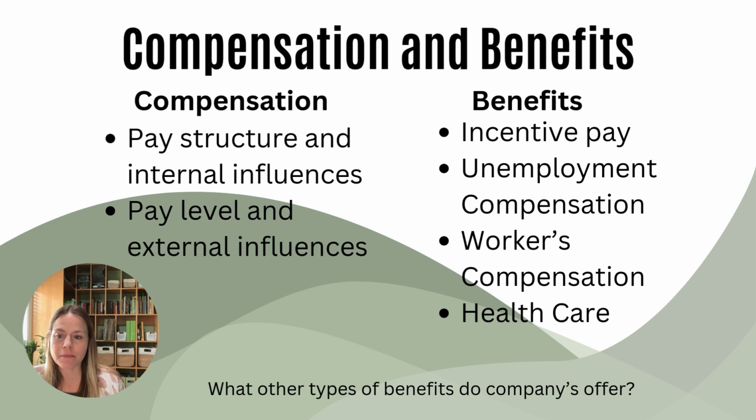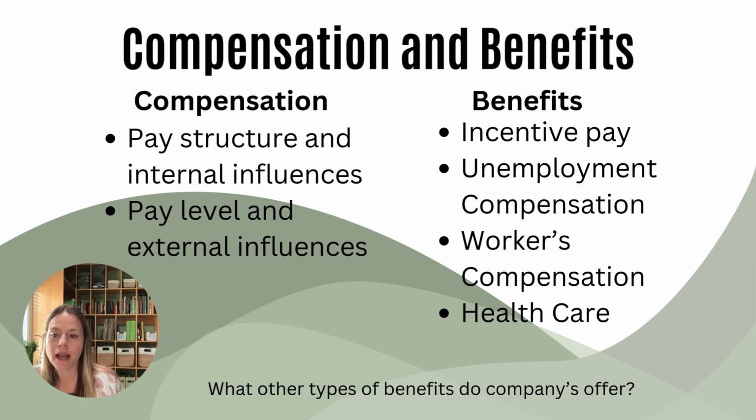For instance, they may look at the various job functions and salaries and wages within the organization. They must also consider the pay level and external influences. For example, the HR manager may do research on the competition to see how much they are paying employees at various levels of employment. There are 2 types of compensation: direct and indirect.